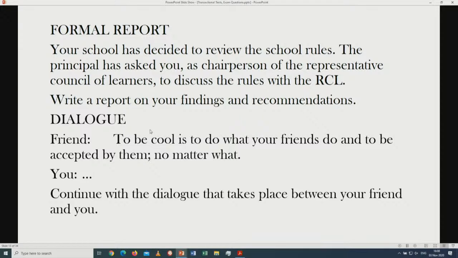Then dialogue. I remember this one well. "To be cool is to do what your friends do and to be accepted by them no matter what." Okay, you reply, and it says here, continue with the dialogue that takes place between your friend and you. So you can either agree with him or disagree. Most people disagreed. I remember marking this paper.